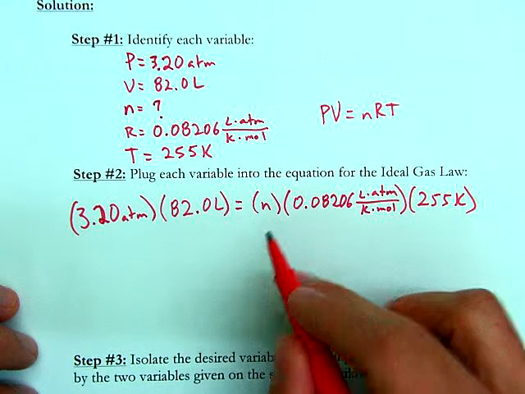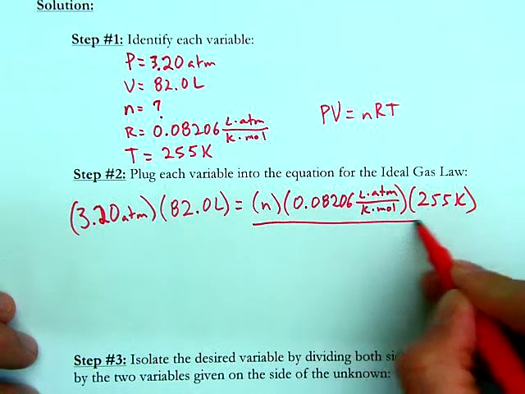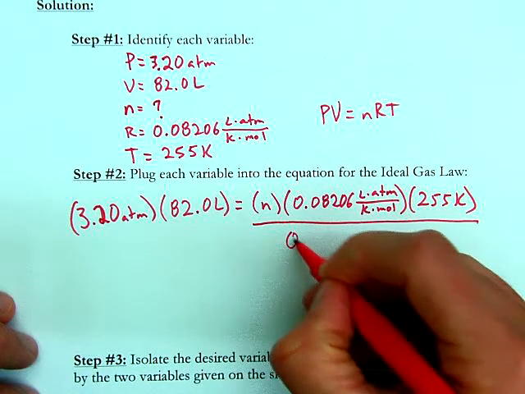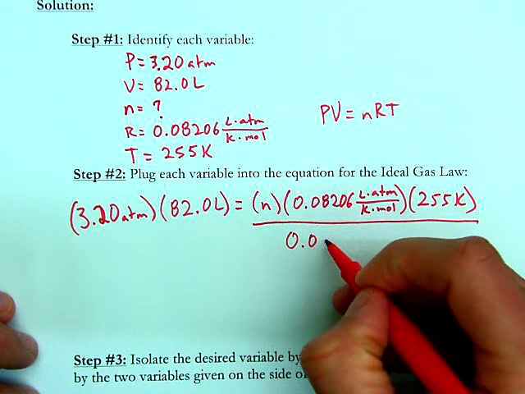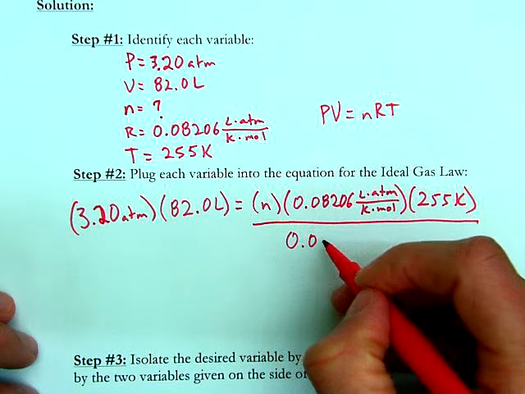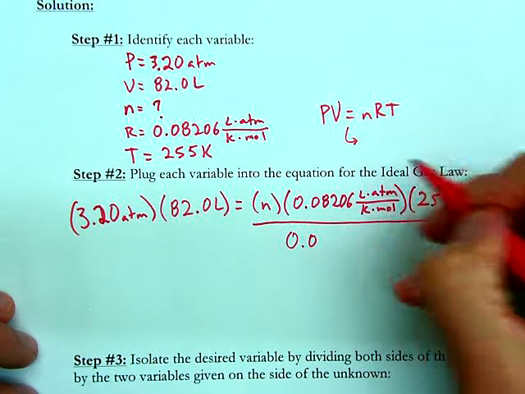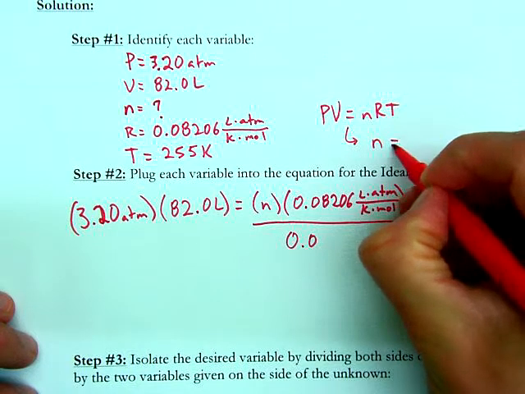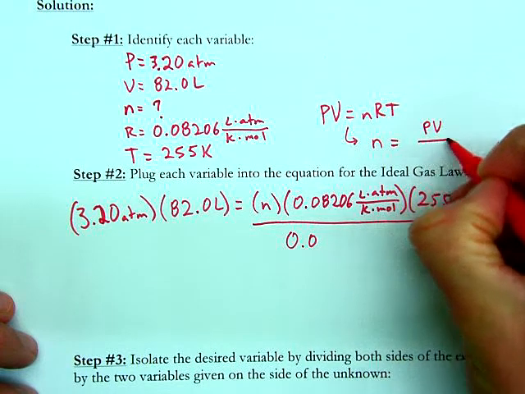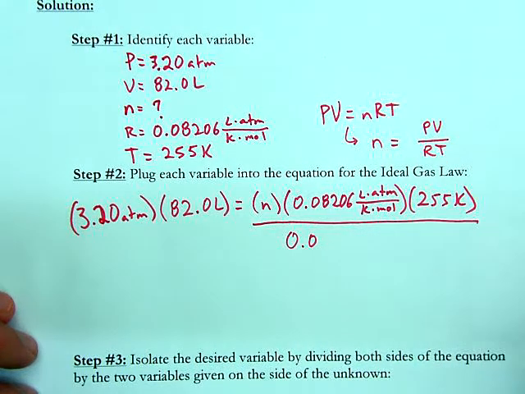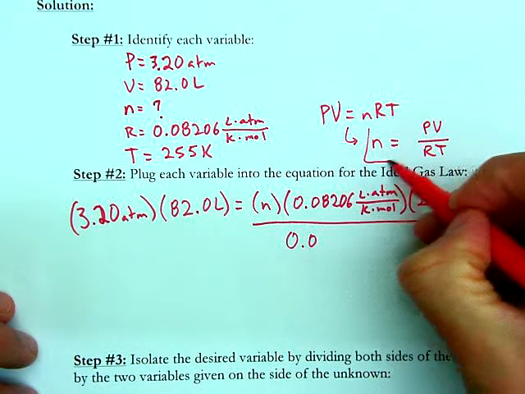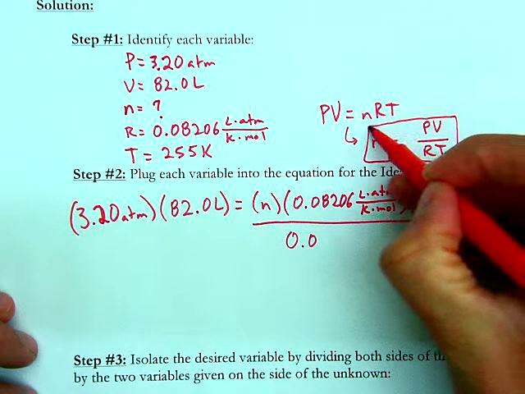So to get n all by itself, we need to divide by the other stuff that's on that side. So dividing by R and T, really this equation right here, we're just rearranging this to solve for n. So n equals PV over RT. Okay, that's really what we're going to end up doing here.